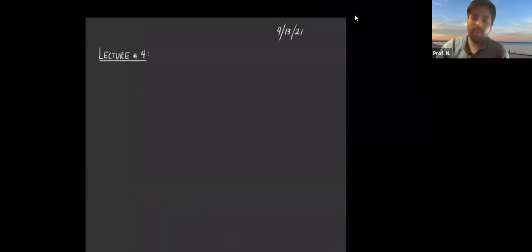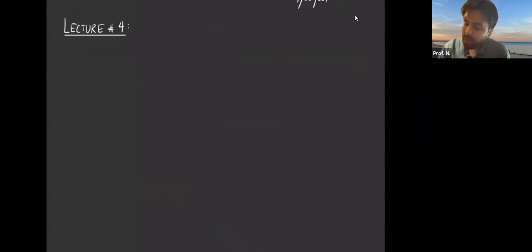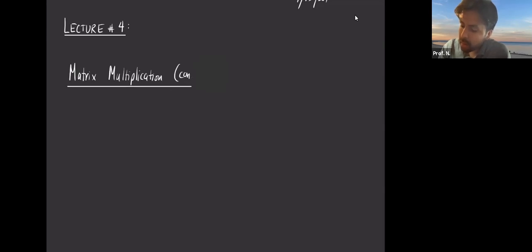So I want to continue on with matrices, and I want to go back to the fact that matrix multiplication continues. We talked about how we multiply matrices, and I just want to stress the fact, and I mentioned this before, that a matrix product is a linear combination.